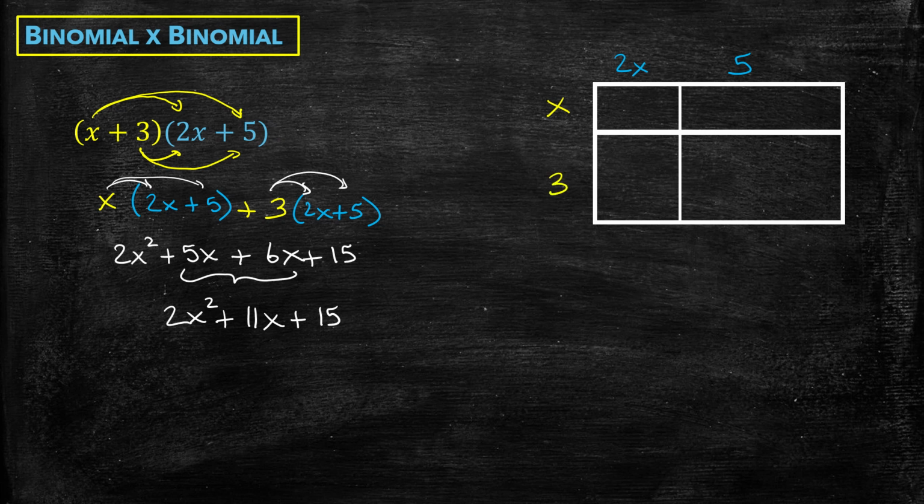So let's take the upper left-hand corner box. That would have an area of 2x squared. x times 5, that would have 5x. 3 times 2x is 6x, and then 3 times 5 would be 15. And what's nice about this method is that on the diagonals, you will find the terms that can be combined. So you would get 2x squared, 6x and 5x, 11x, and 3 times 5, 15.